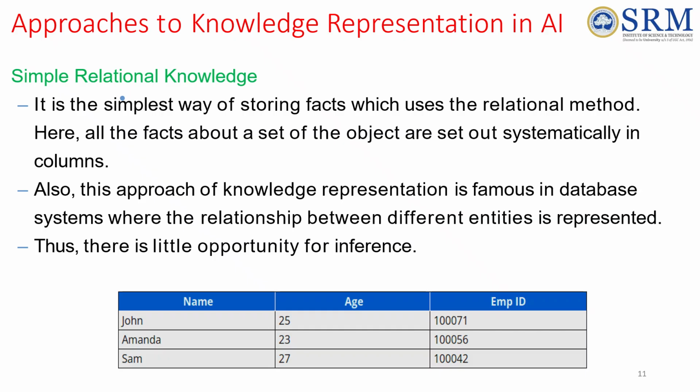The working principle of simple relational knowledge: facts are stored as records in a table. Relationships between entities can be represented using common fields, and information can be easily searched and retrieved. The characteristics are: easy and simple to understand, organized in rows and columns, widely used in database management systems, and it can store large amounts of structured data.